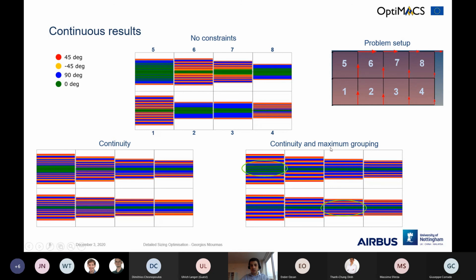Of course, we have other constraints as well, but they're not as influential and important as this one. For example, the maximum grouping constraint, which specifies that we shouldn't have more than 4 consecutive plies, let's say, of the same orientation placed together. If this one is activated, areas where we had a high concentration of 0-degree plies are further broken down into smaller regions.